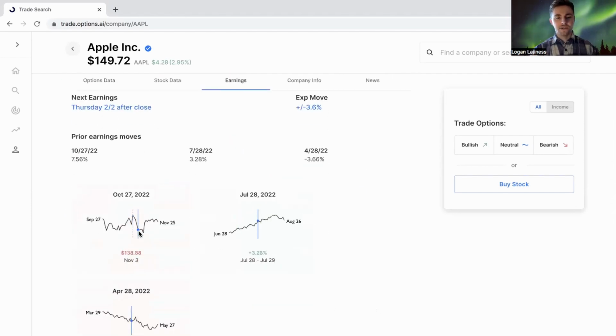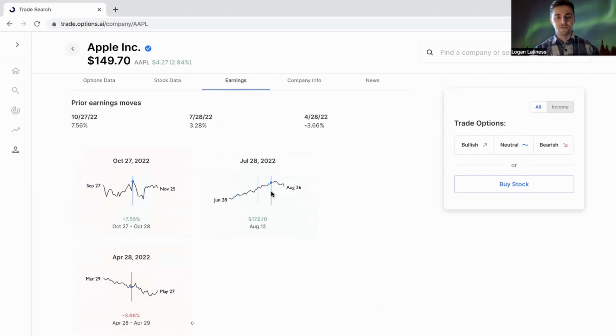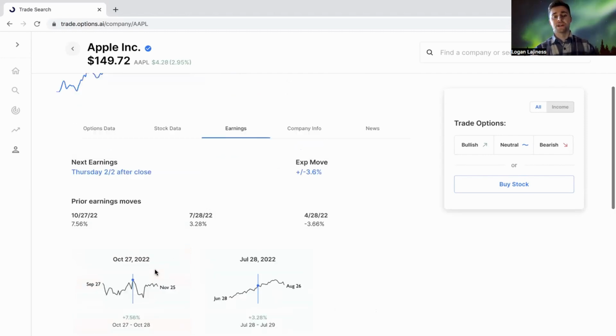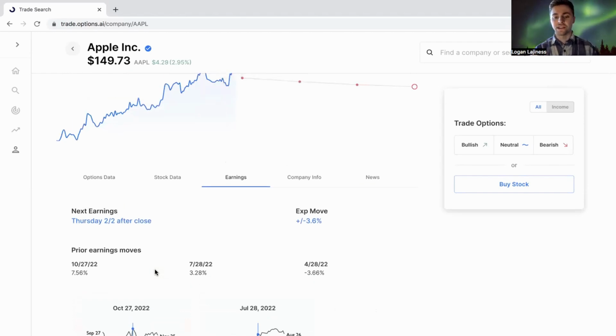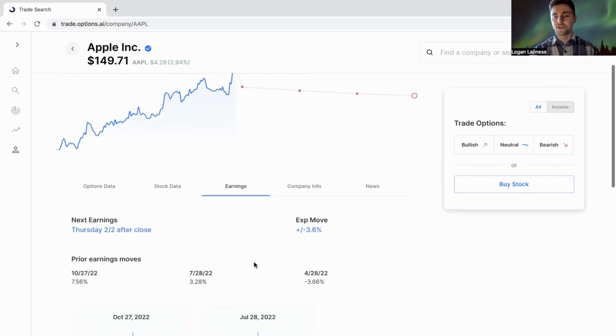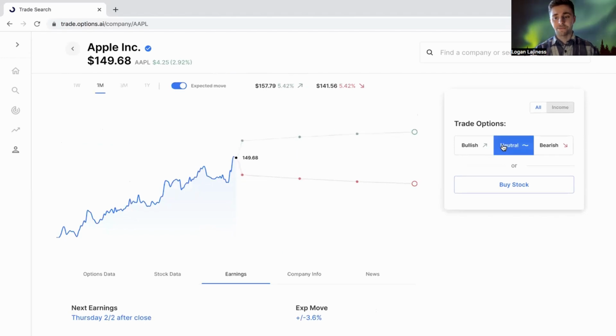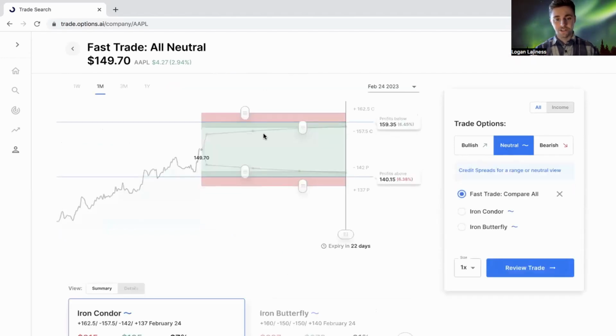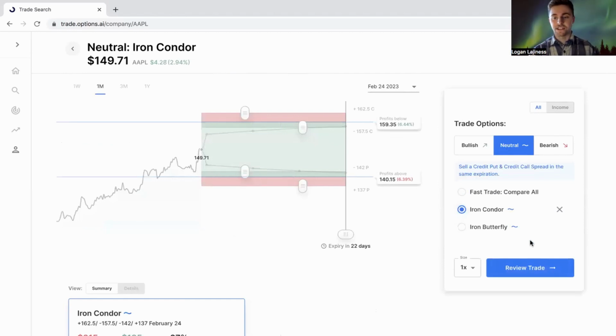You guys can see down here on the earnings tab, take a quick look. Down here, you guys can see the prior moves with earnings over the last 3 reports. So this is another very helpful way to take a look and say, okay, what has Apple done the last few earnings? You can say maybe you're neutral on it and you want to trade a condor. You can do an iron condor and adjust the strikes, hit review trade, and go through the process again.